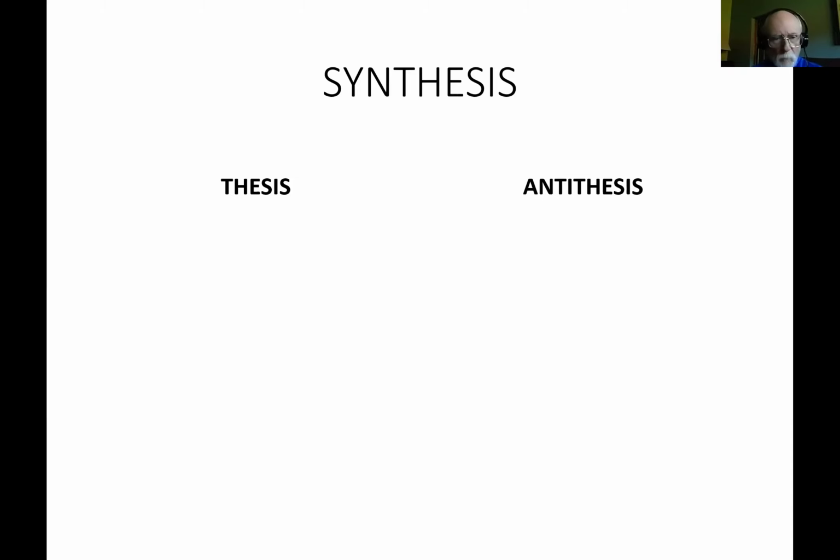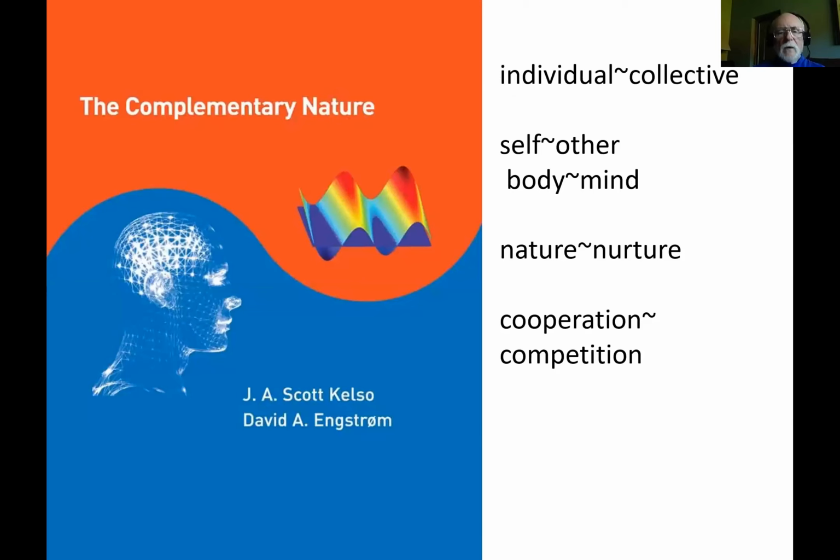There's a book by Kelso and Engstrom called The Complementary Nature, which is about integrating different dichotomies as a way of understanding. They take things like the individual and the collective, self and other, body and mind, nature and nurture, cooperation and competition, and examine, again from a yin yang perspective, how each of those is necessary to make sense of the other, but that the middle ground of harmonizing them gives us more insight than simply staying with the original contrast.